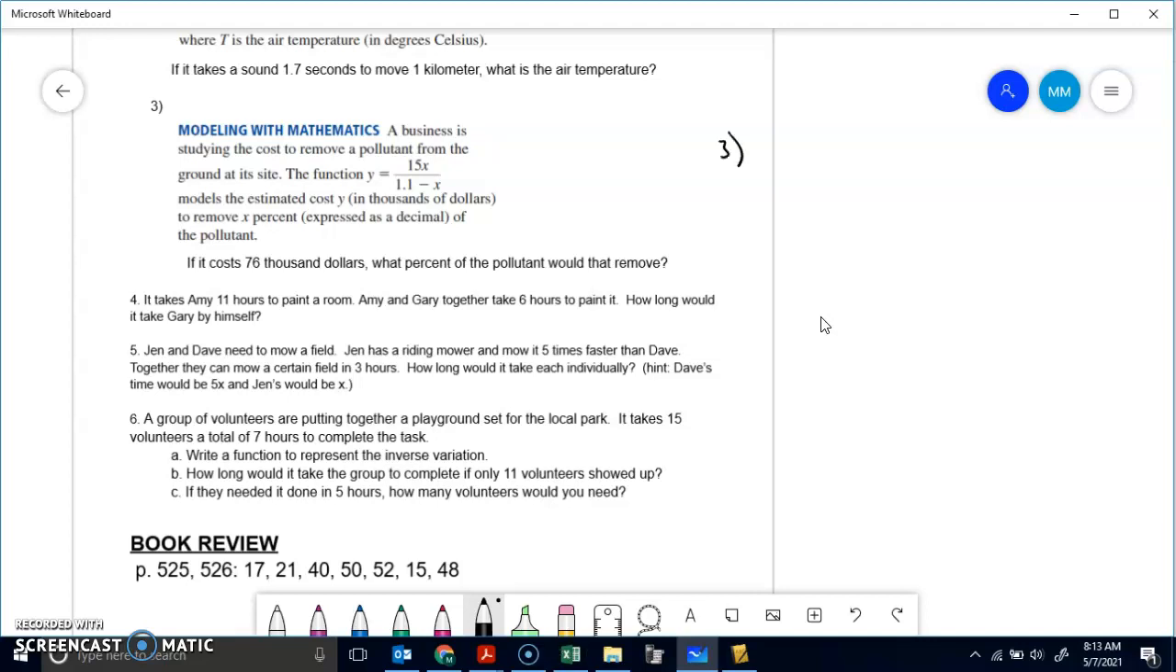So, number 3, I have this function, and it represents the cost to remove a pollutant and what percent gets removed. So, if the cost is 76,000, that means I'm going to put 76 in for y, because that's the cost. And I get 1.1 minus x in the denominator, and so we're going to clear that denominator by multiplying both sides by 1.1 minus x.